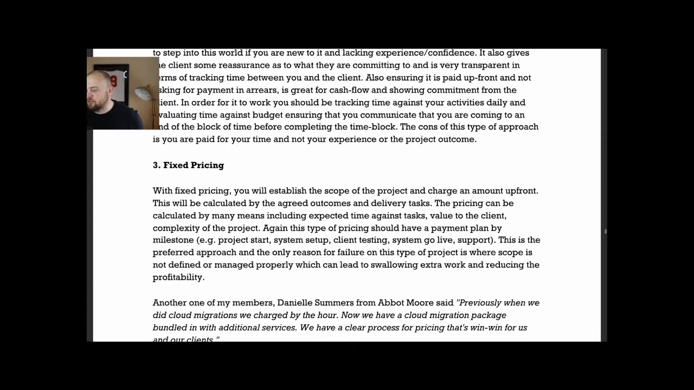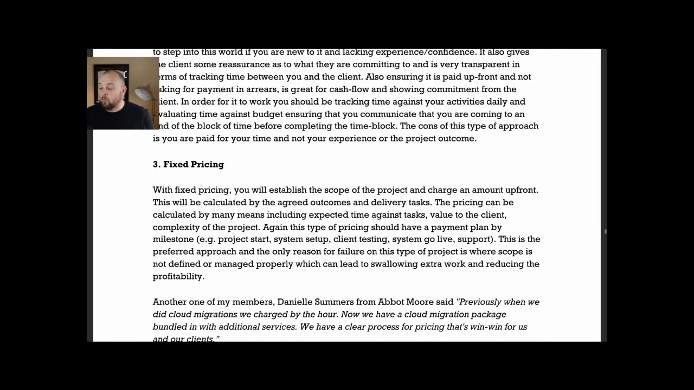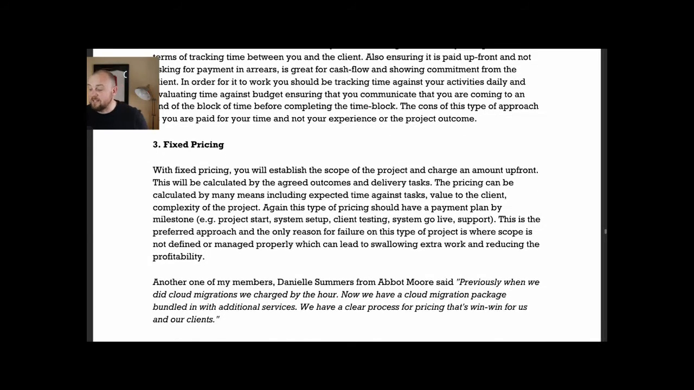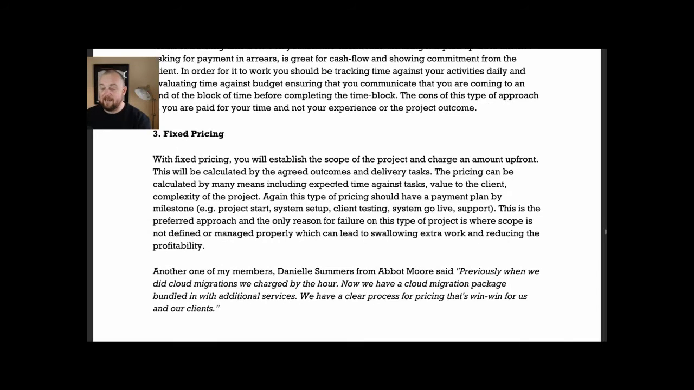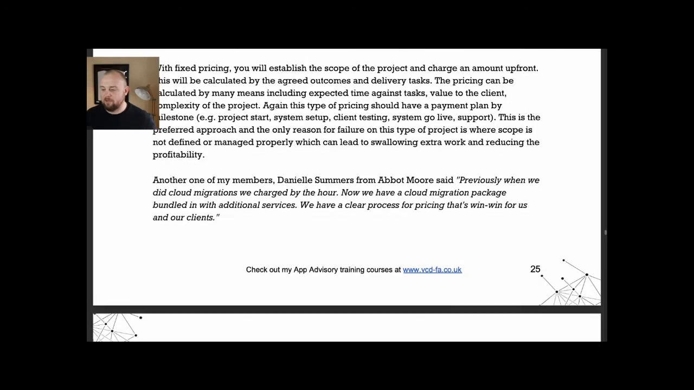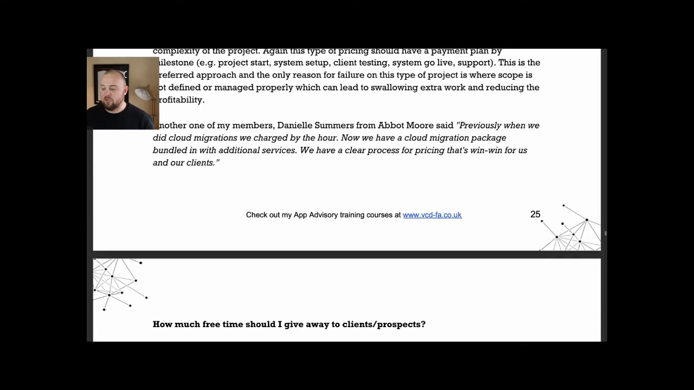And Danielle Summers, one of our accelerator program graduates, previously when we did cloud migrations we charged by the hour. Now they have a cloud migration package bundled in with additional services, we have a clear process for pricing that's a win-win for us and our clients, so they know the outcomes, and that's really useful.